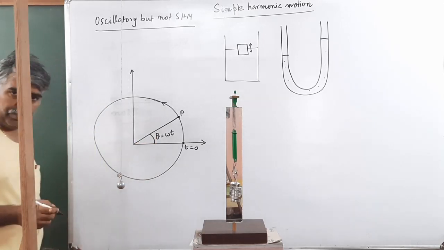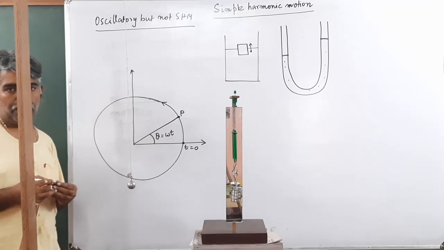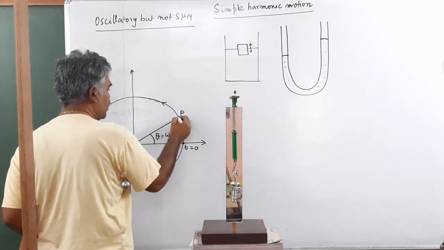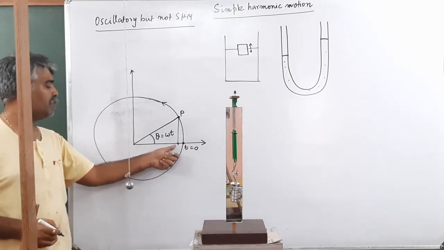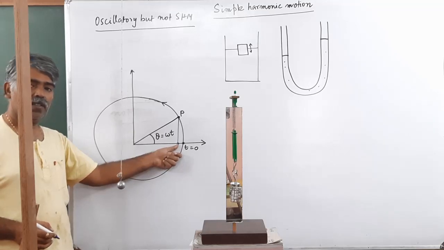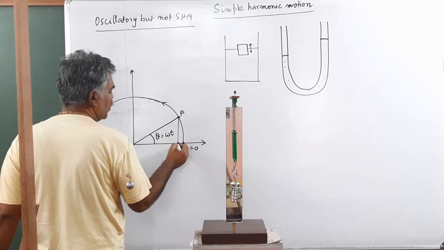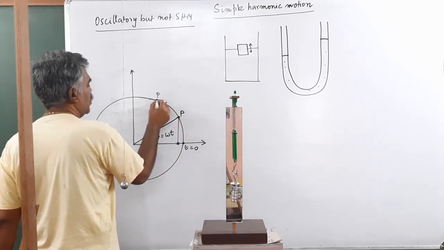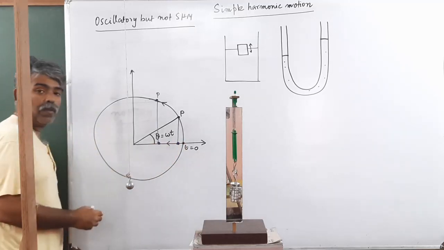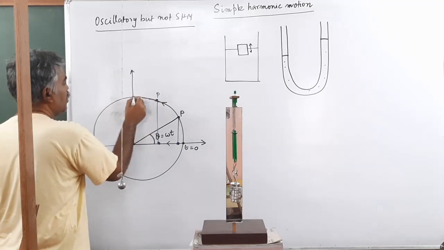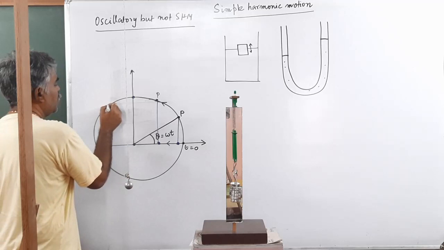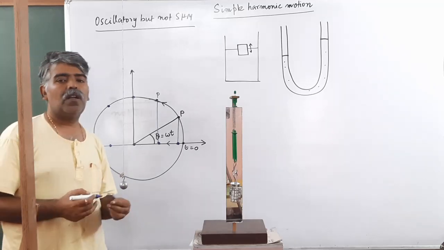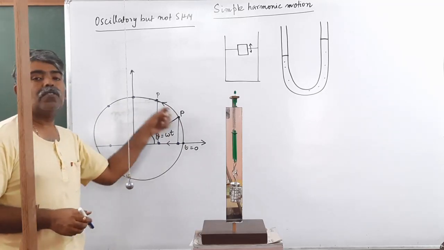Now, what I am interested in is the projection of this point P. So let's take a horizontal projection first. Now this is the projection, right? Basically this projection point is this ball. If this point P comes here, then the projection comes here, so the bob comes here. Again, if this projection is here, the bob comes here. This bob is actually a projection of a particle moving in a circle with constant angular velocity.